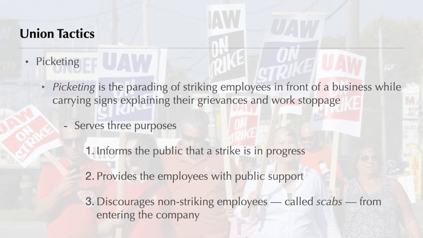Imagine that the assembly line workers at the Mary Marker Crayon Company go on strike. They decide to picket the company, parading in front of the plant while carrying signs that explain their grievances. Why might they decide to adopt this tactic? The tactic of picketing has three purposes. First, it informs the public that a strike is in progress. Passers-by will see the striking workers and read the grievances listed on their signs.